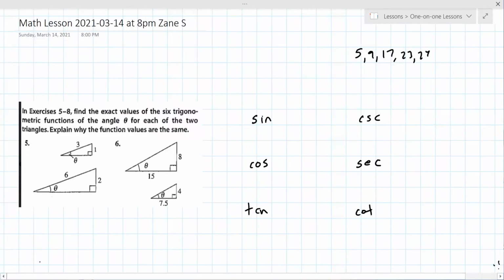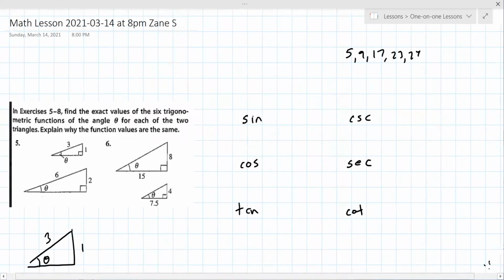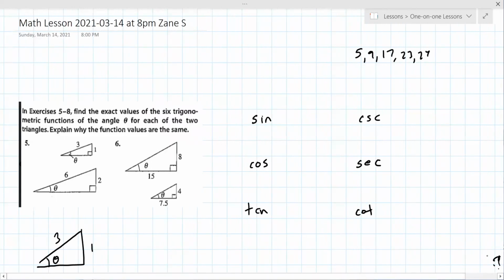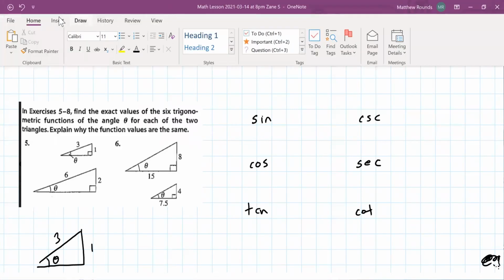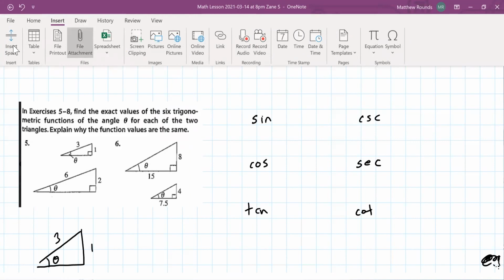All right. So for the first one here, it's 1, 3, and you got to find the other leg. What is the other leg? How do you find that? Well, I mean, we could just use the Pythagorean theorem. That's right. So do that and find the other leg.